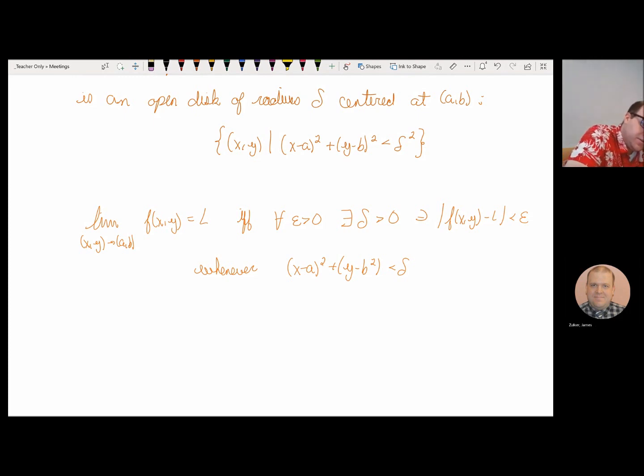They have the definition of the square root, such that the absolute value of f of xy minus L is less than epsilon whenever that square root is less than delta. Again, in other words, the limit is L if we can make the function arbitrarily close to the value L by choosing a point xy sufficiently close to AB.